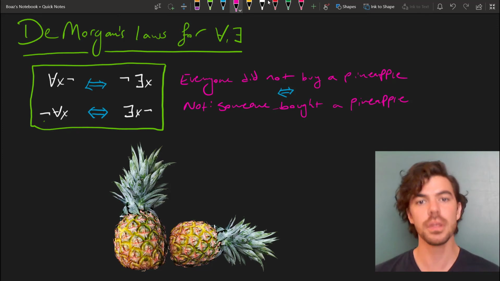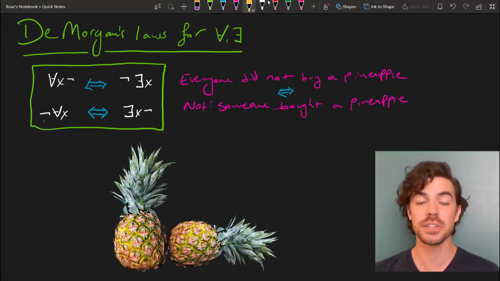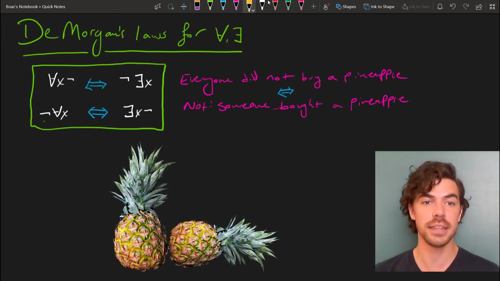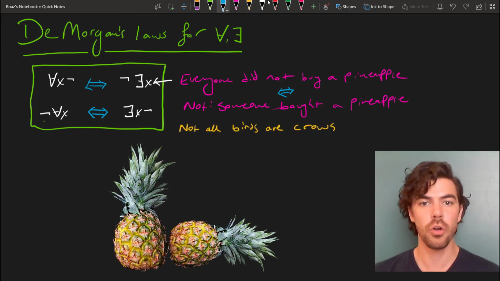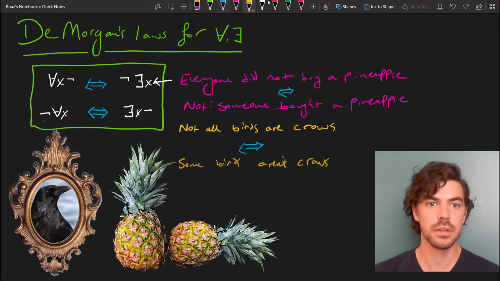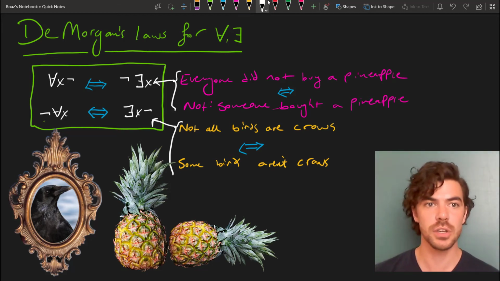a pineapple. I said that these would be natural language equivalences, but "not someone bought a pineapple" might be a bit much. The point is that these two are equivalent, and they correspond with this top line of our De Morgan's equivalences right here. Similarly, we can give an equivalence for the bottom line. For instance, not all birds are crows is equivalent with some birds aren't crows, and this just corresponds with this line here.